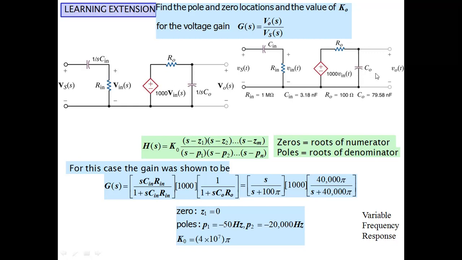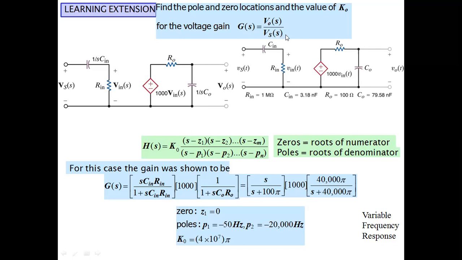because we are supposed to find the voltage across this capacitor, so we can apply the voltage divider rule. How can we apply it? Here they have given the voltage, that is nothing but 1000 into Vin of t. We can take 1000 into Vin of t into the impedance across this capacitor, that will be SC in R in upon SC in R in plus 1. You will get that value of output voltage that we are supposed to divide by V of S.